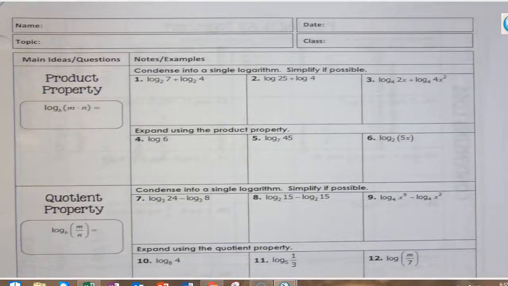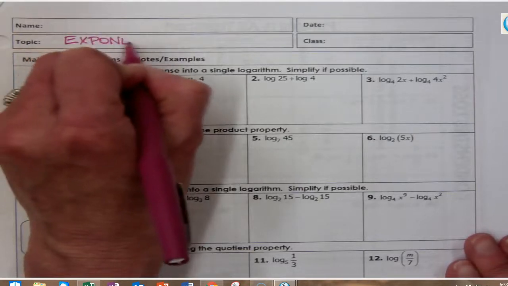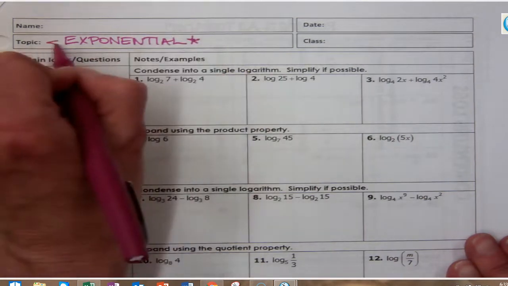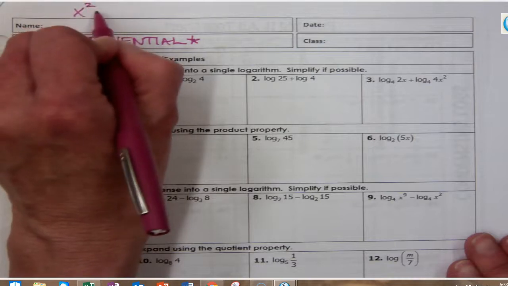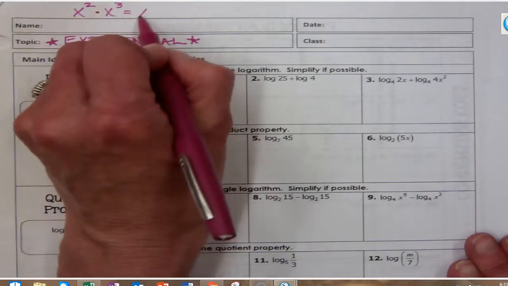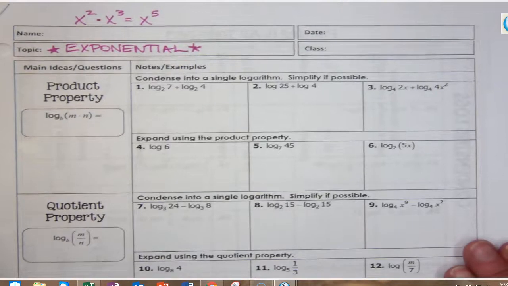All right, you guys, these are the notes for Friday, and we're talking about the various properties of logarithms. These are very similar to your exponential properties. You'll remember that when you multiplied x squared times x to the third, you added, and you'd get x to the fifth. That's going to be very similar to what we're doing.